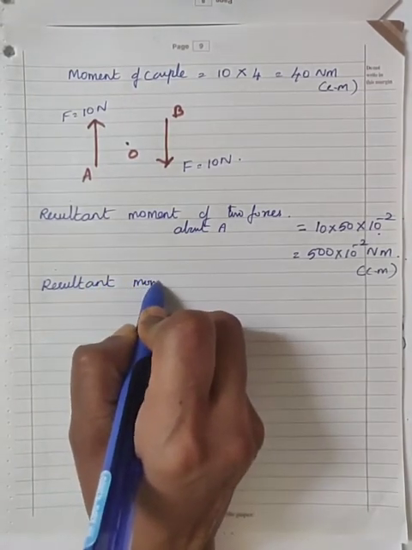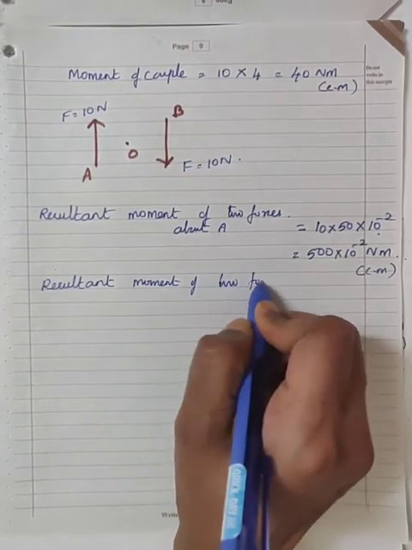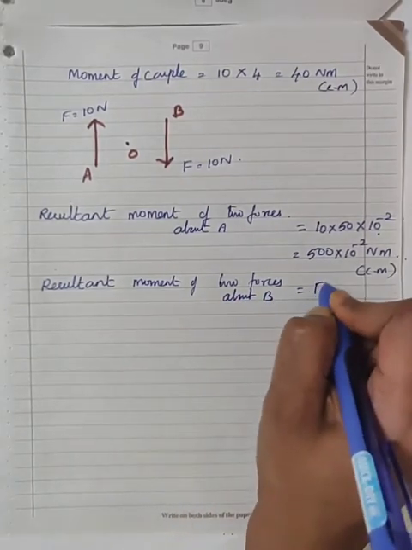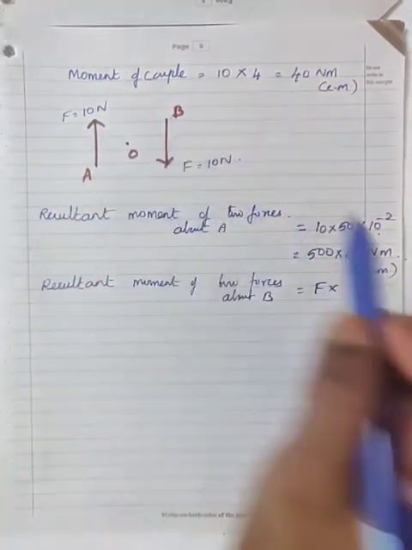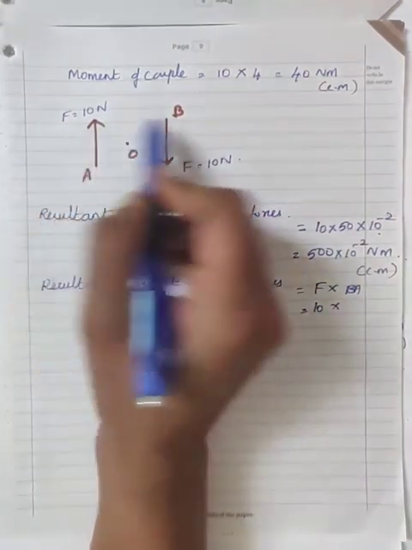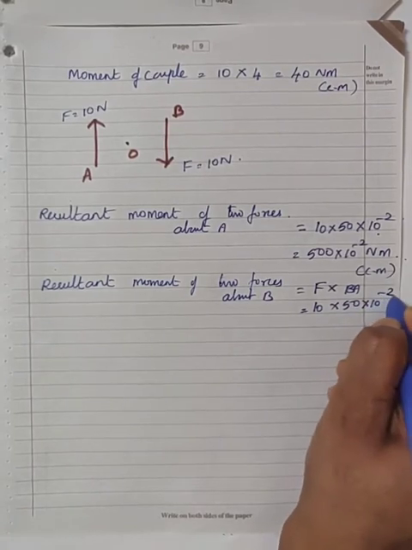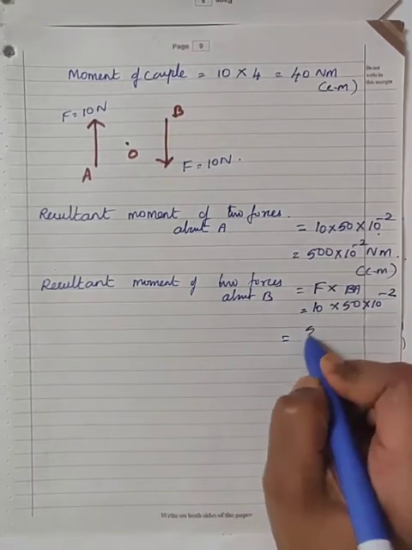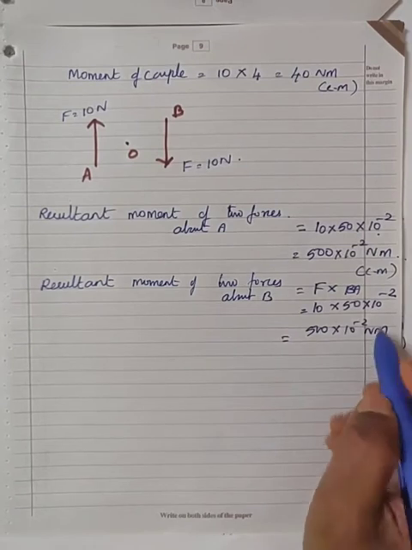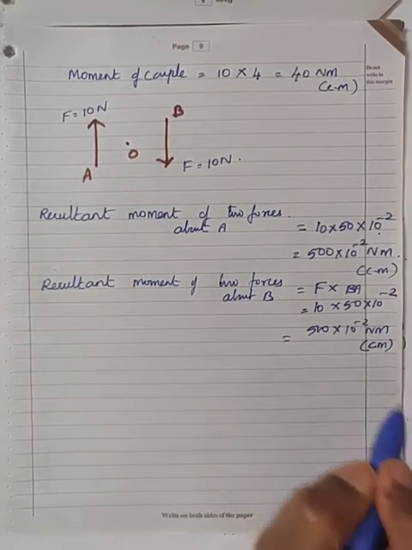resultant moment of two forces about B. About B is equal to F into, according to the diagram, BA. And the magnitude of the force is given as 10 Newton and the perpendicular distance between the two forces is given as 50 centimeter. So 10 into 50 into 10 power minus 2, which is equal to 500 into 10 power minus 2 Newton meter. And this force will also make the body rotate in the clockwise direction. So this moment of force I can call the clockwise moment.